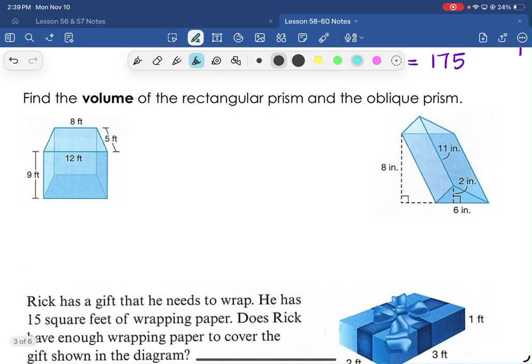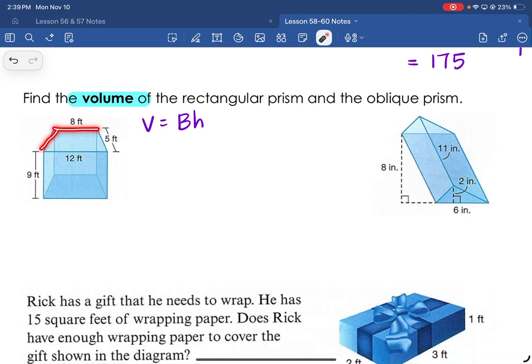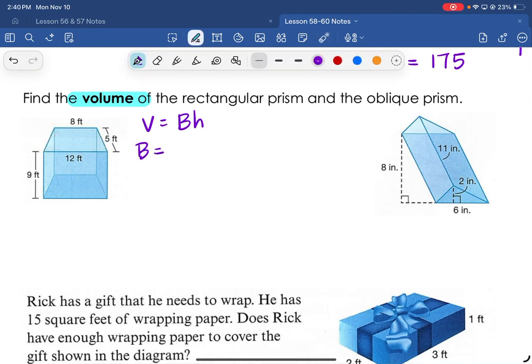Okay, volume. Find the volume of the rectangular prism and the oblique prism. Volume equals area of the base times the height. Now, this is a trapezoid. Do you remember the formula for the area of a trapezoid? Base 1 plus base 2, times the height, all divided by 2. See up there? 8 plus 12, so add the bases, times the height.